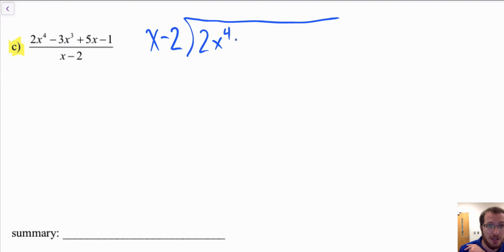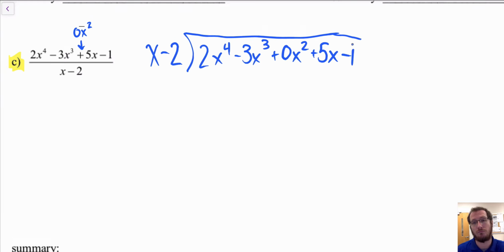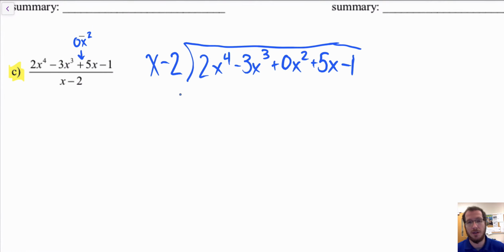Okay, notice that it's already in descending degree order. Also notice that we're missing a quadratic term, so don't forget to put in your zero terms when needed. Gotta have those placeholders. All right, so then just like with long division with constants, we're going to look and say, well, what can I multiply by this to get this first term here? Okay, with polynomials, we look at our leading terms.